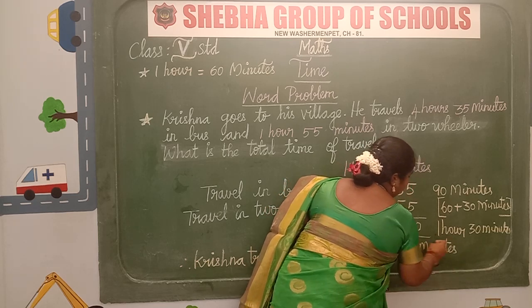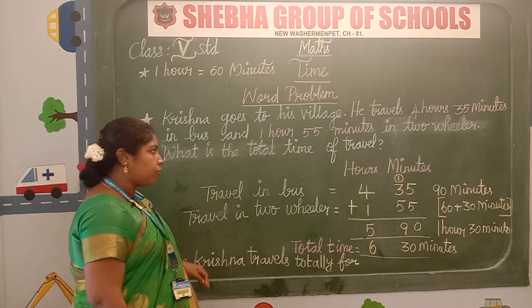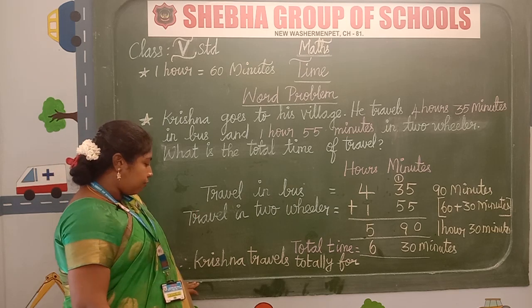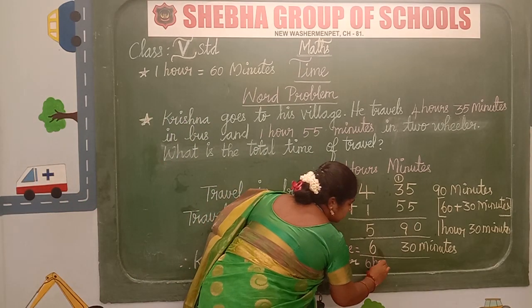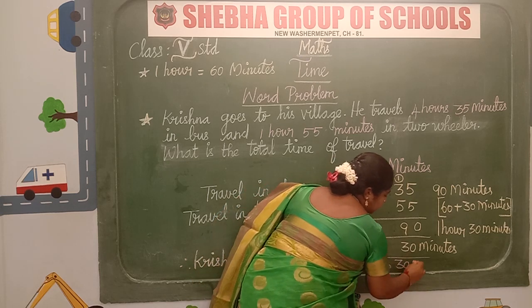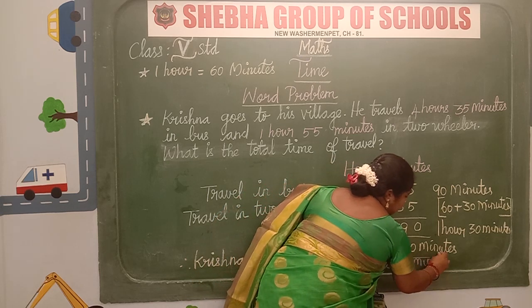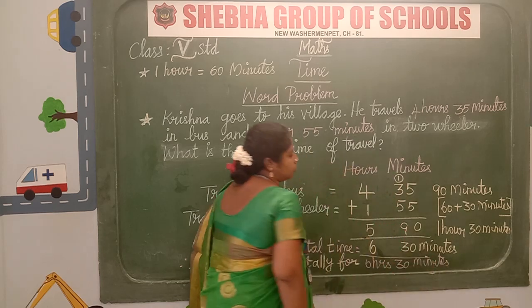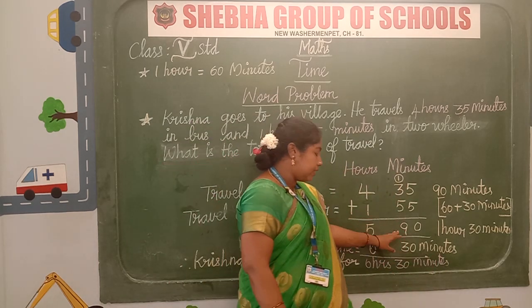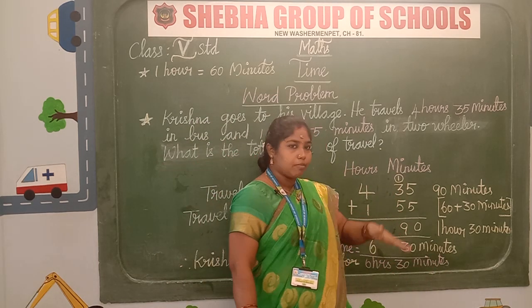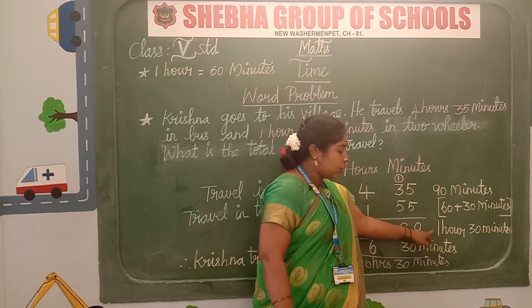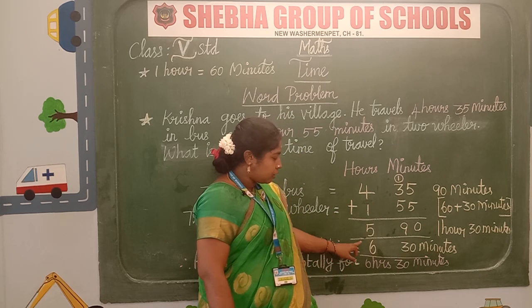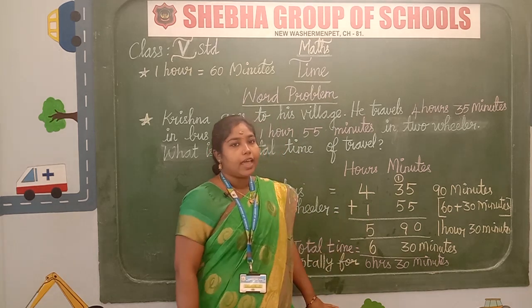Now we assume the total time of travel by Krishna. Therefore Krishna travels totally for 6 hours 30 minutes. Everyone understand the sum, children? So we have to add and then split this minutes into hours and minutes. Then convert the minutes into hours. Add the hour to the hours and we get the answer.